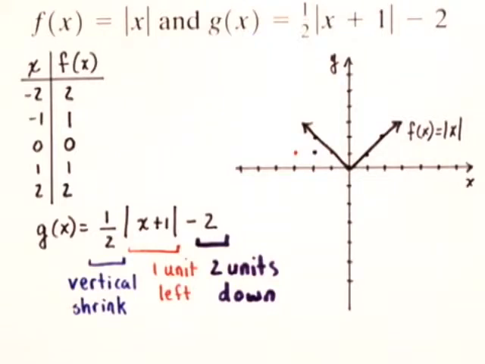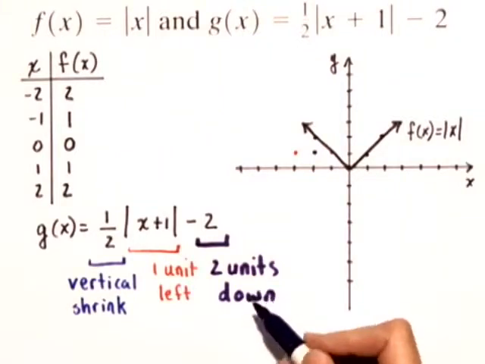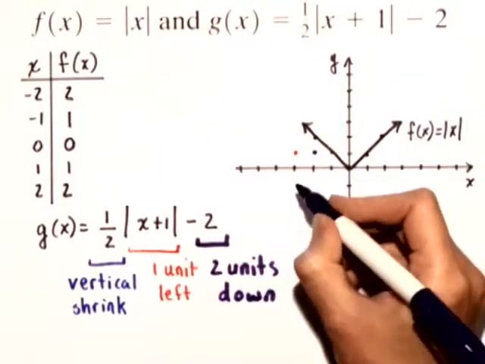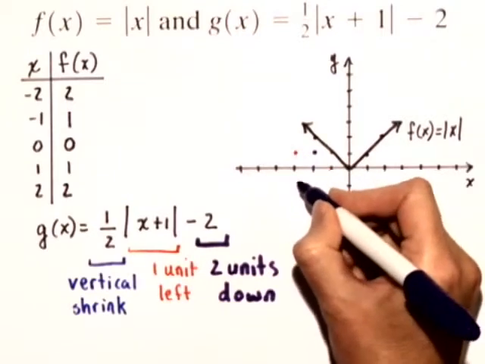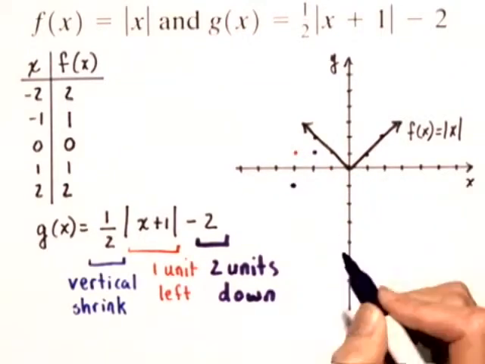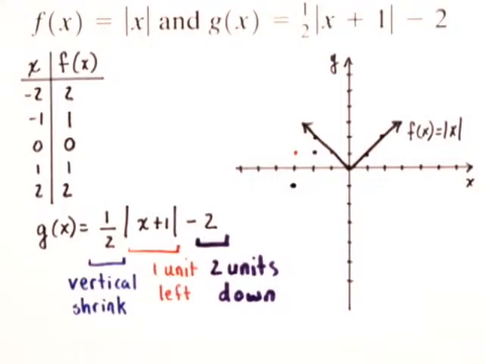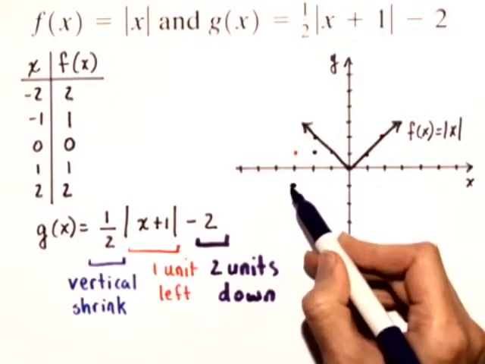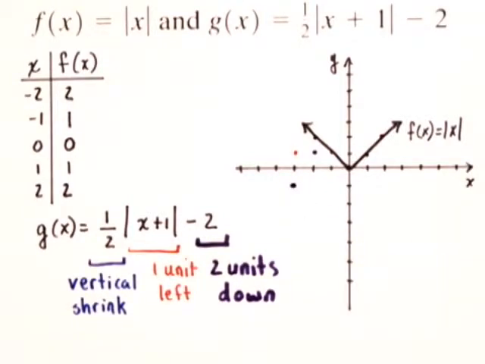And finally, this will be my final graph. In purple, I'm going to go 2 units down. So from the red dot, I go 2 units down. This represents my new point, (-3, -1). I'm going to do that with each of these other points on the graph.